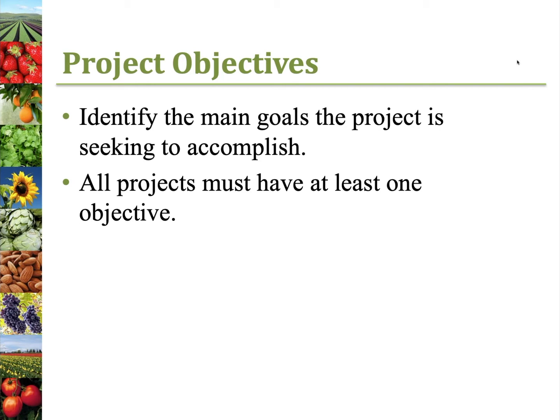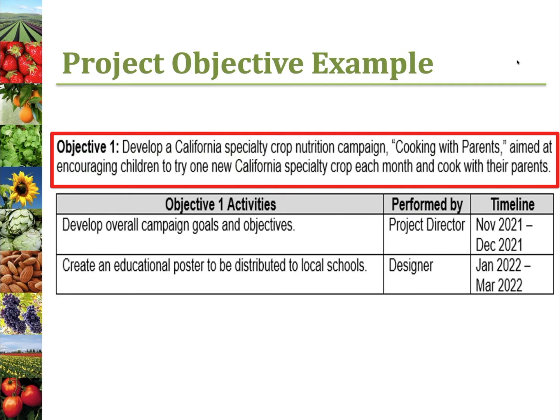The project objectives identify the main goals the project is seeking to accomplish. All projects must provide at least one objective. An example of an objective could be to develop a California specialty crop nutrition campaign, Cooking with Parents, aimed at encouraging children to try one new California specialty crop each month and cook with their parents.